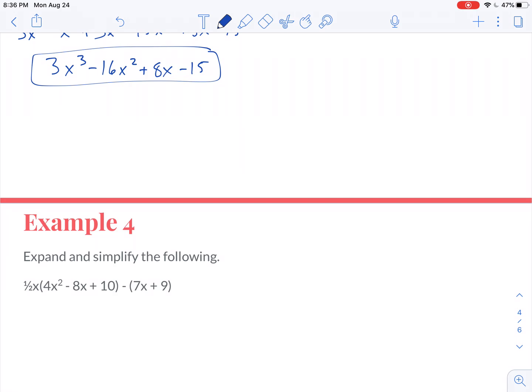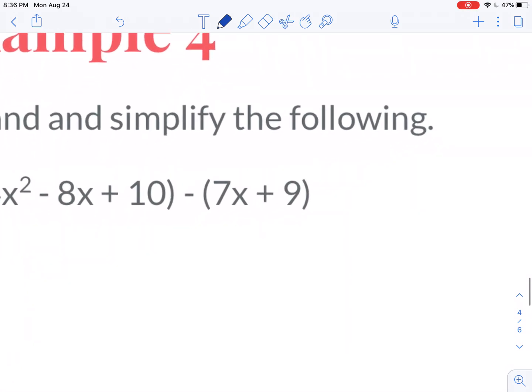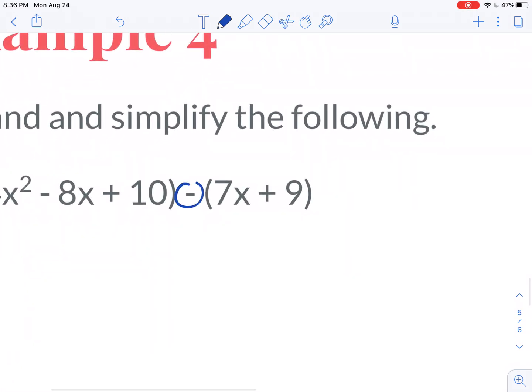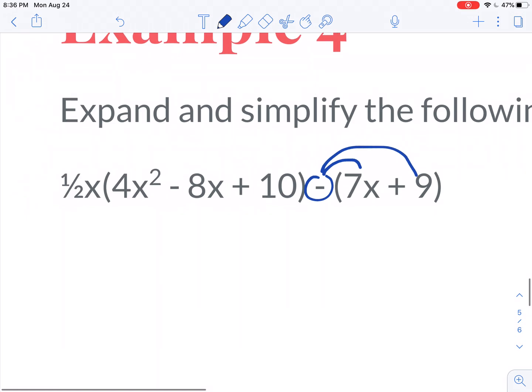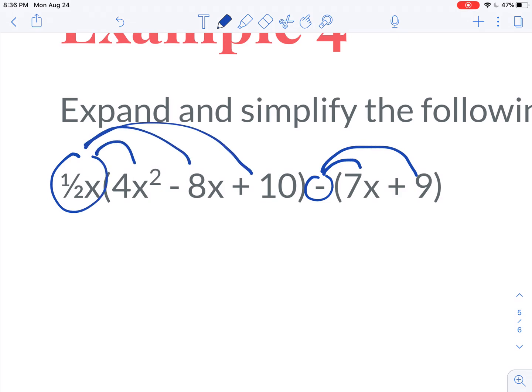Example 4, expand and simplify the following. So here, I've got subtraction in between. Make sure we pay attention. If I've got subtraction in between my parentheses, what I do is I'm going to treat this as a -1, and I'm going to distribute that negative to both of these terms. It's going to be like I multiply by -1. Just like over here, when I have this 1/2 x, I'm going to expand it, I'm going to multiply it, distribute it to all of those terms.